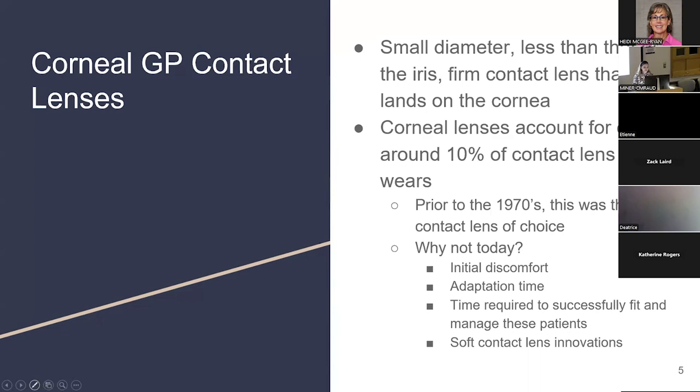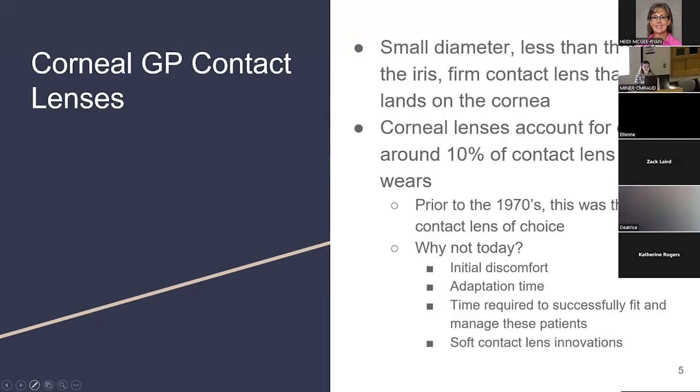So this accounts for close to 10% of contact lens wearers today. Prior to the 1970s, this was the contact lens of choice. If you were fit in a contact lens, it was a corneal gas permeable contact lens. So why did this trend not continue, or why is it not like that today? Partially because of some initial discomfort that patients often experience when we put in a corneal gas permeable lens. Like I mentioned previously, this lens lands on the cornea, and so that's where all your nerve endings are. There's a lot of sensitivity that takes place when we land something there.